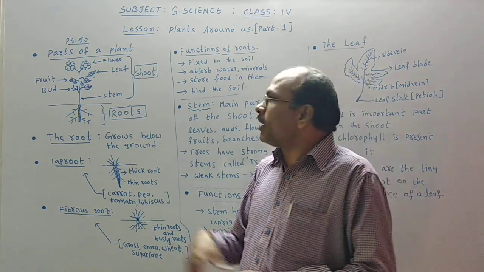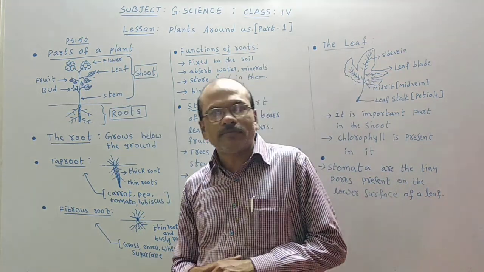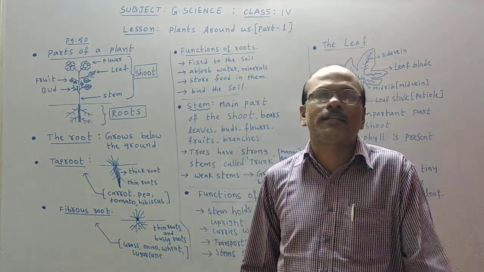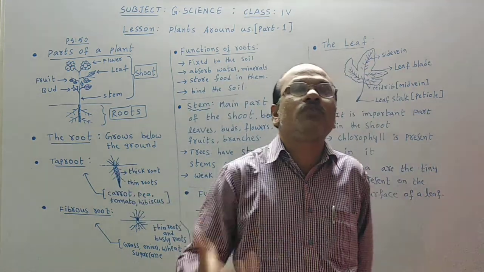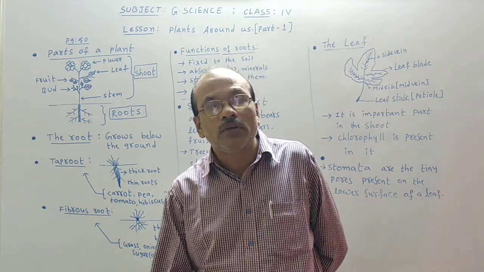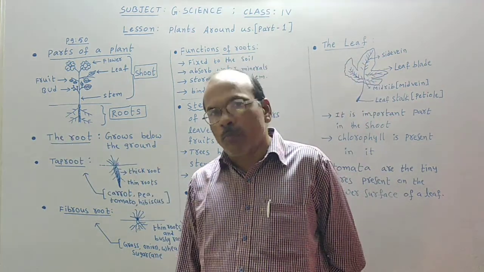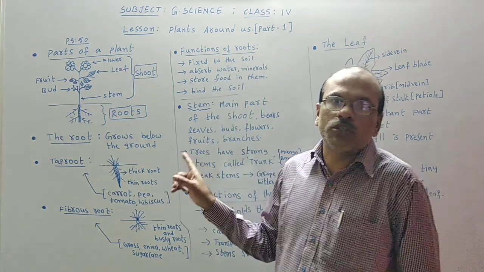Okay, now all these belong to the parts of the plant. Without plants we cannot live, because plants give us fruits, food, everything. Of course, shade, the air we breathe in, oxygen, everything comes from the plant. So that lesson only we are going to learn now.